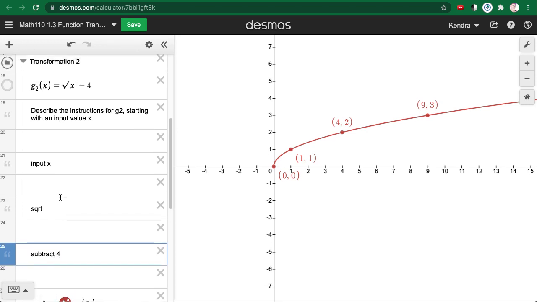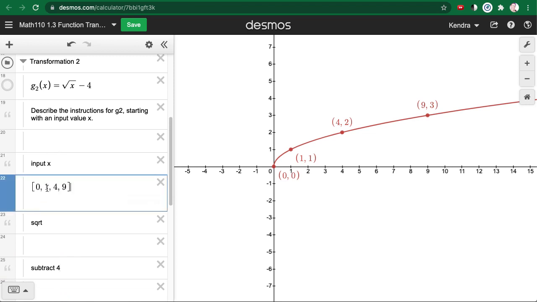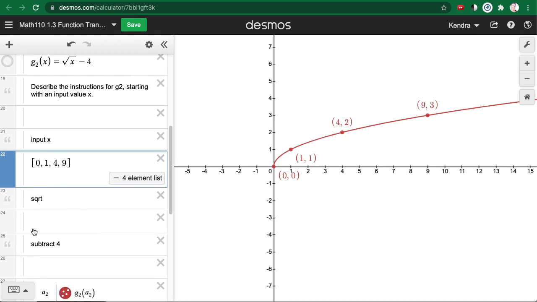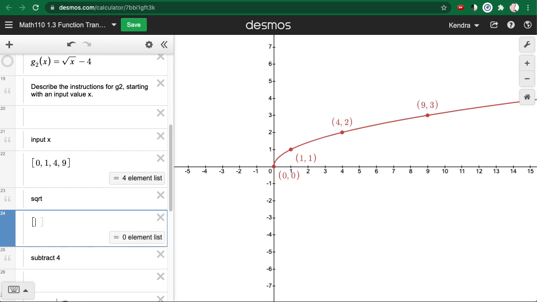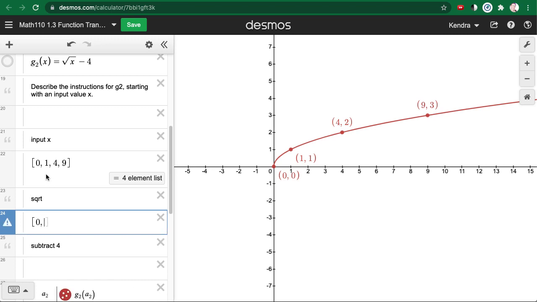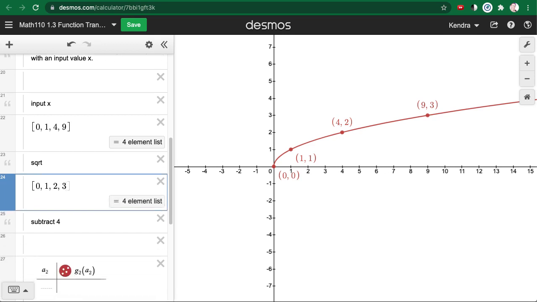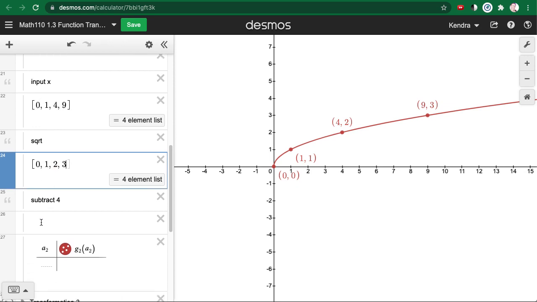All right. So I want to put those same input values in for x. I'm going to paste those same input values. I want to square root these input values. So we are tracing through the function with those key input values. So the square root of 0 is 0. The square root of 1 is 1, the square root of 4 is 2, the square root of 9 is 3. And now from each of those input values, following through the next step in the function, we subtract 4.